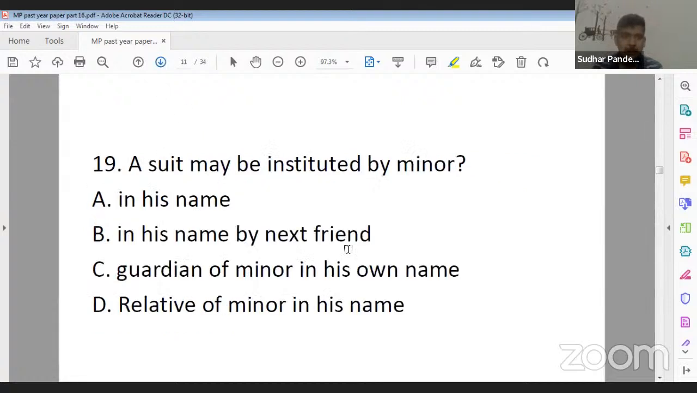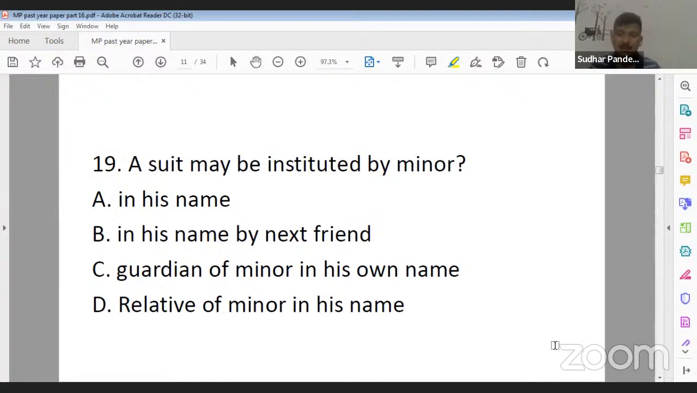Question number 19. A suit may be instituted by a minor. Option A, in his name. Option B, in his name by his next friend. Option C, guardian of minor in his own name. And option D, relative of minor in his own name.